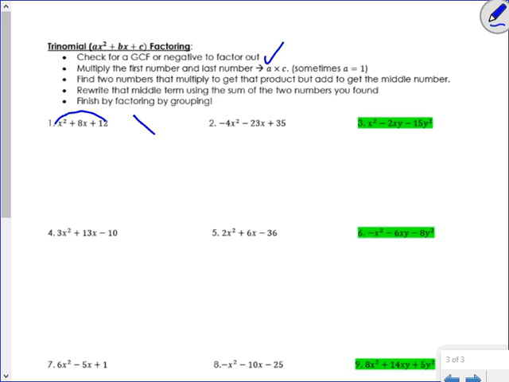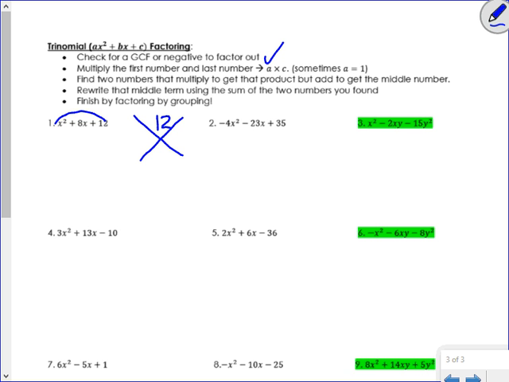I like to draw this little x thing. This helps me keep my work organized. You guys can use some other method, but I like to use this x. When I multiply those two numbers together, so for this first example, what's in front of the x? 1. And what's the last number? What's 1 times 12? I write that number here at the top.